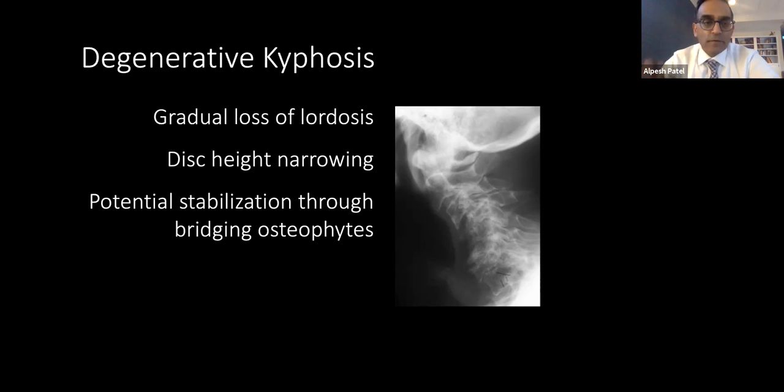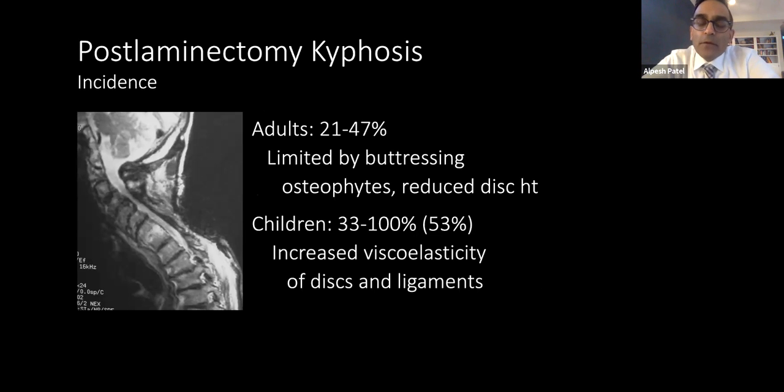Oftentimes these patients present with quite a bit of axial neck pain as well as probably secondarily occipital cervical pain. Another one is the iatrogenic kyphotic deformity, and the most common one that we think about is post-laminectomy kyphosis. The exact incidence in adults, I'll be honest with you, is a bit of a question mark. The reported literature, which is mostly case series, runs the gamut, anywhere up to half of patients who have laminectomies developing kyphotic deformity.